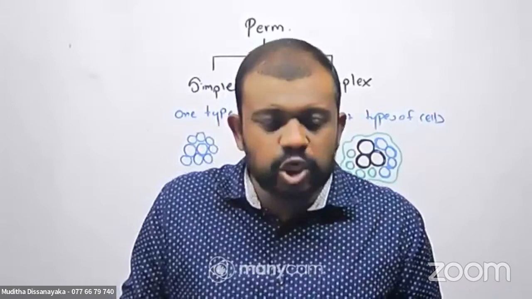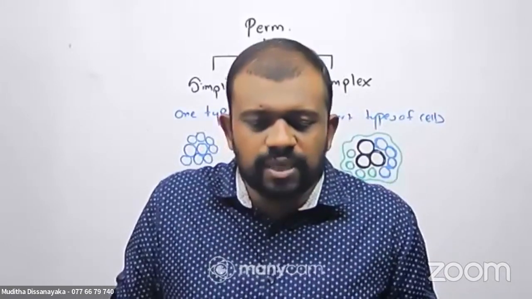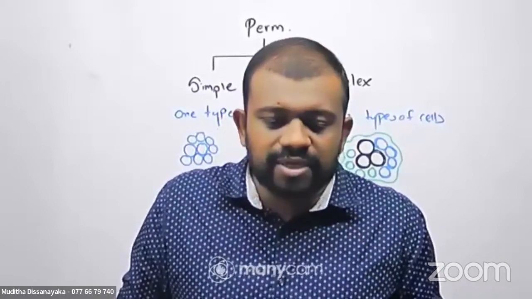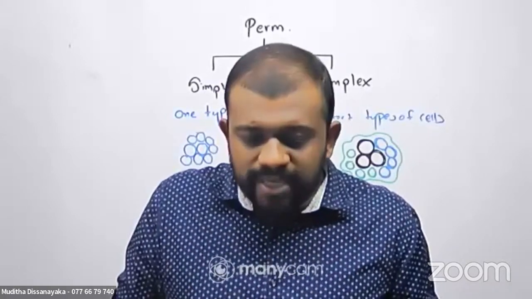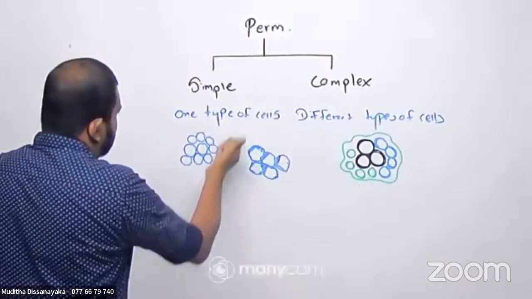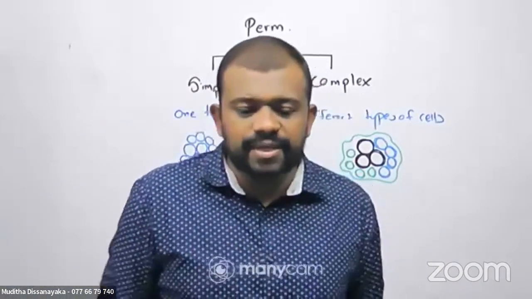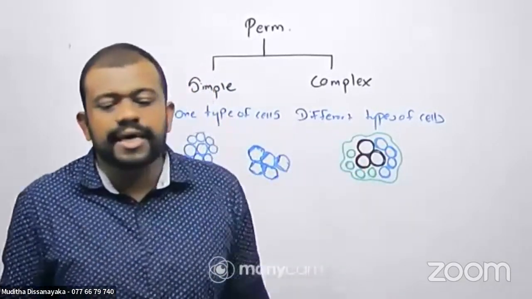A tissue that has lost its ability to divide and specialized to perform a particular function is known as a permanent tissue. According to the nature, there are two types: simple permanent, where one type of cells is collected together, and complex permanent, where different types of cells are collected together.